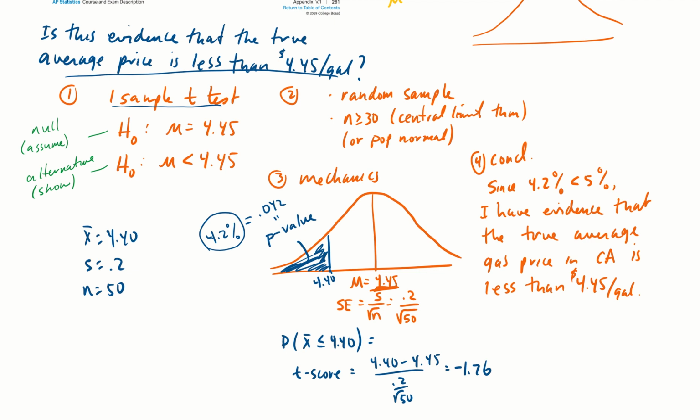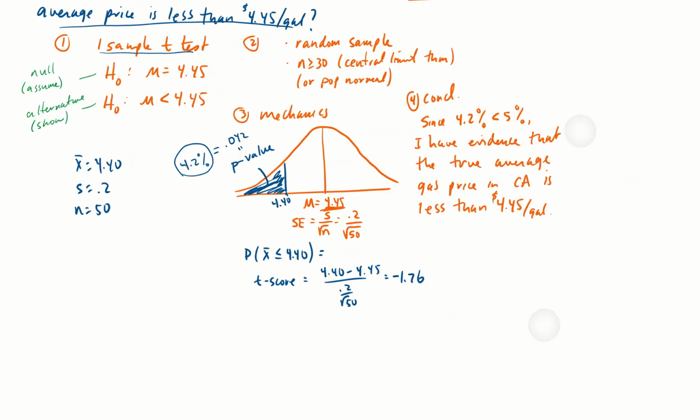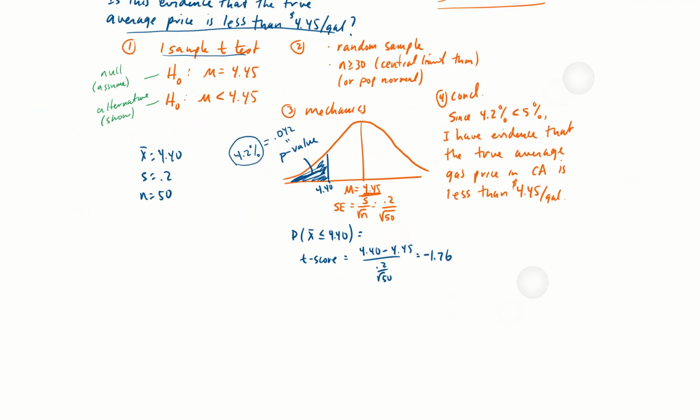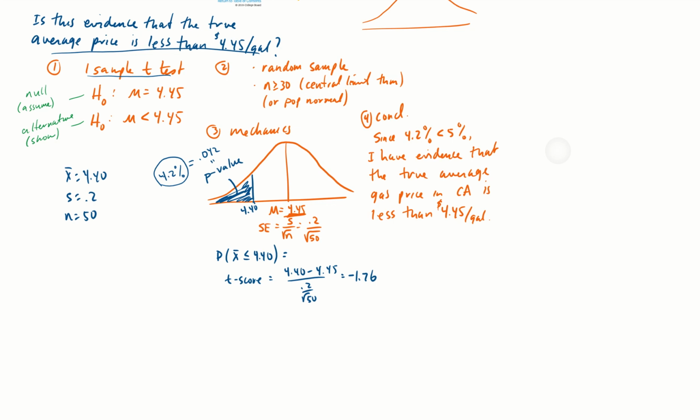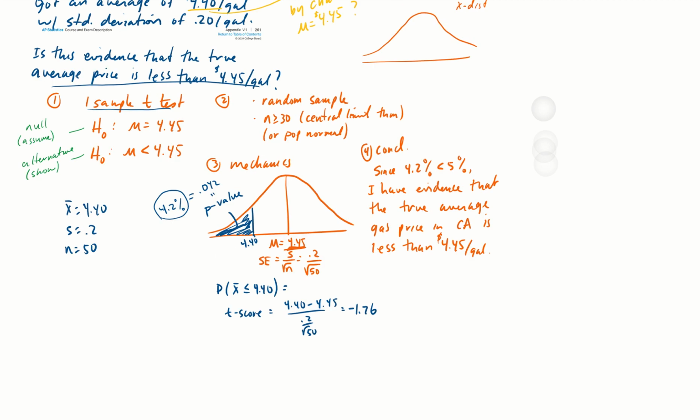And let's go ahead and do a little bit of bonus on here. Bonus math. I want to estimate a range for what the actual gas price per gallon is. Because I don't know. I just know it's less than 4.45. That's all the hypothesis test tells me. It doesn't tell me anything more than that. So let's go ahead and do this.